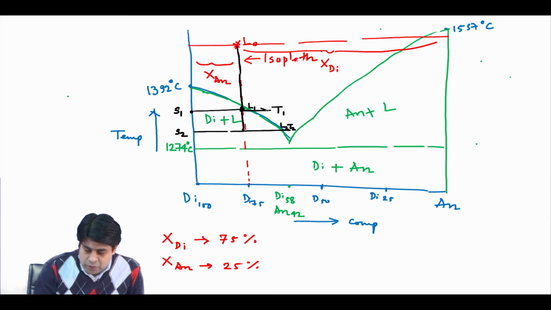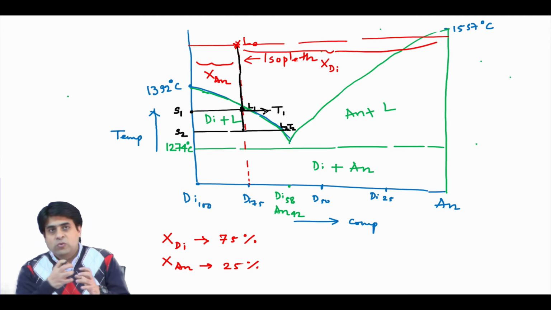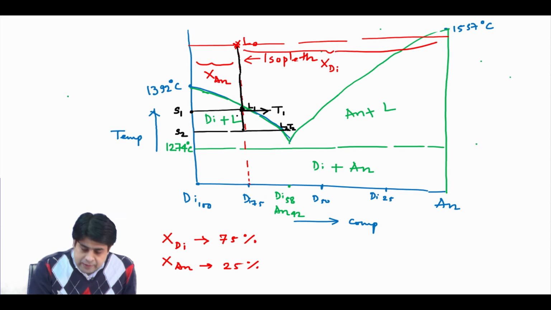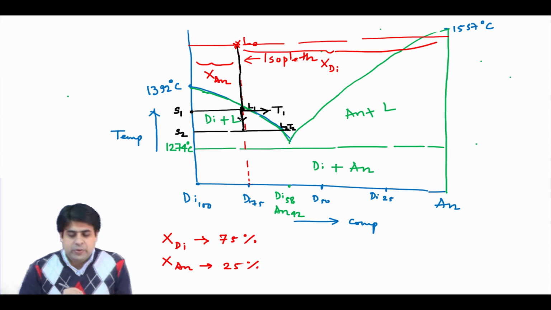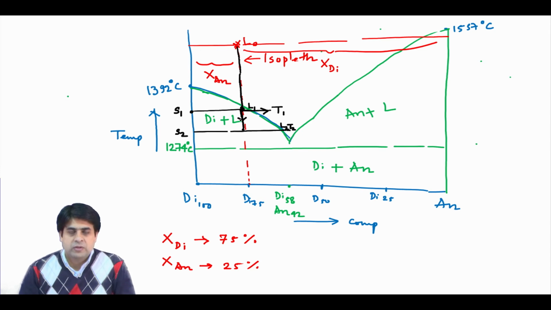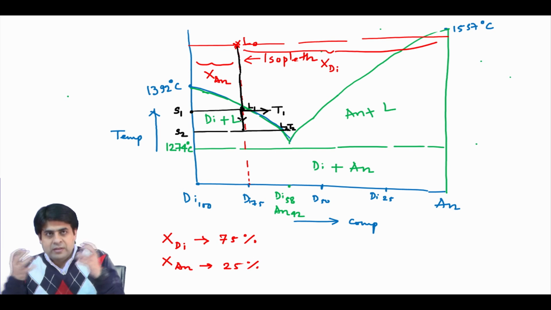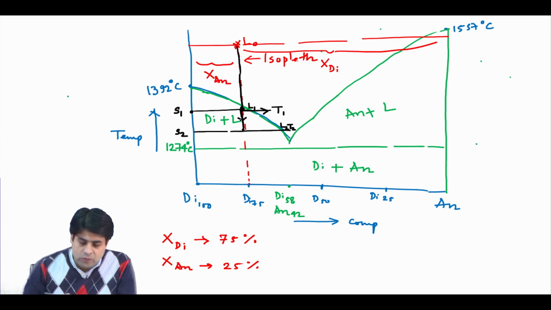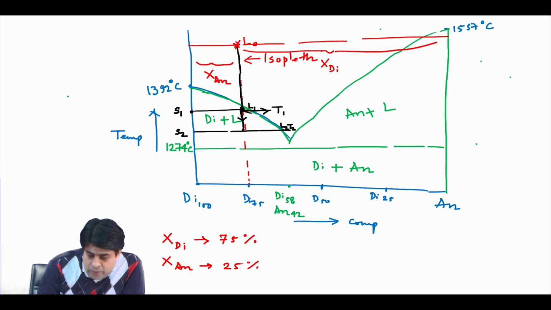When you move from L1 to L2, your liquid composition moves in this direction because you are removing solid S1 from the liquid L1. At the same time you are decreasing the temperature, because you are doing equilibrium crystallization. So your solid and liquid are always in physical contact, not separating. Your liquid is moving along the liquidus.